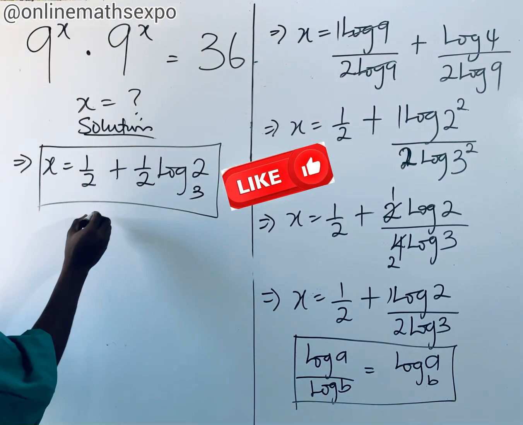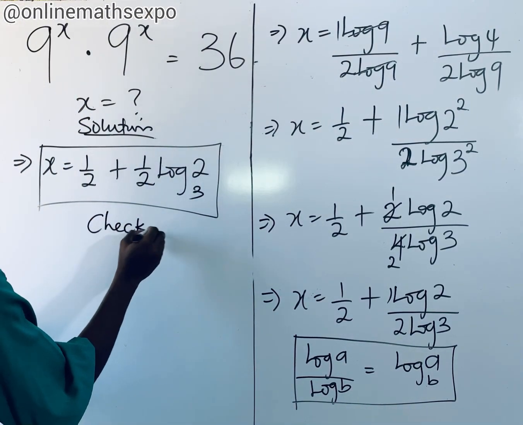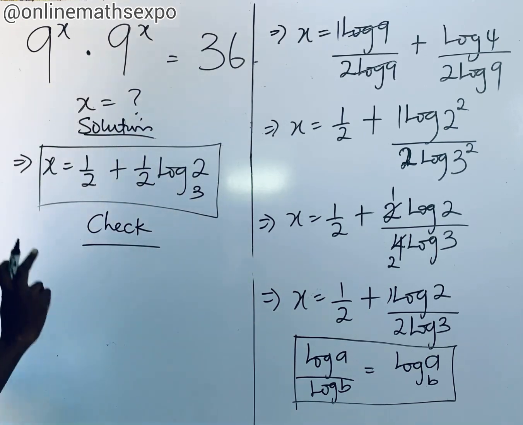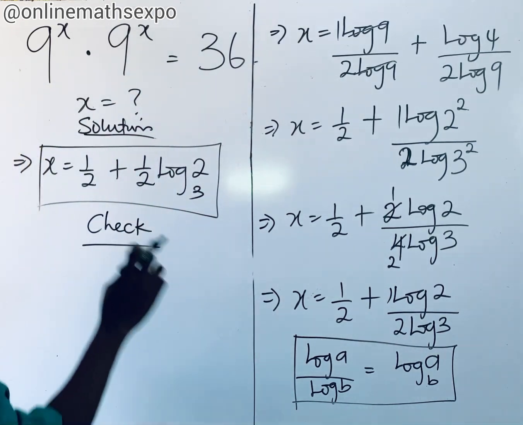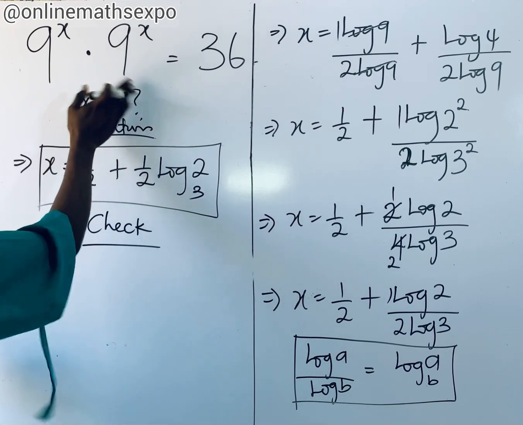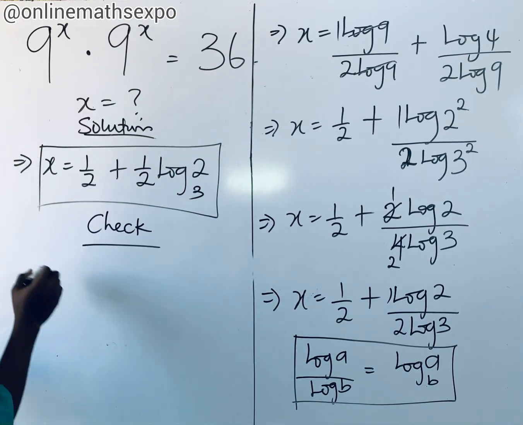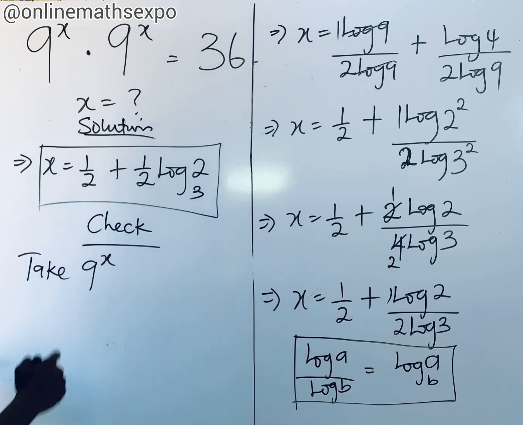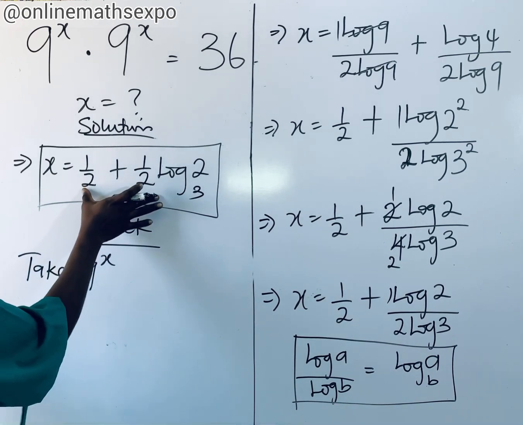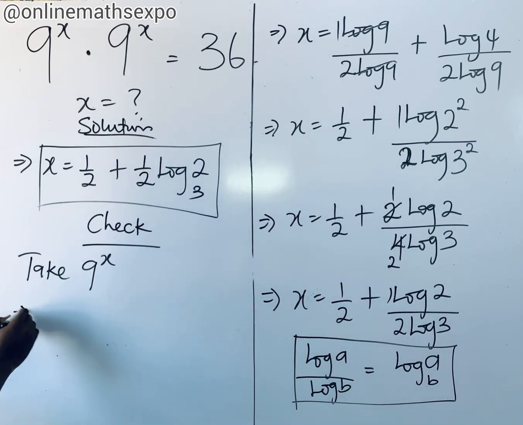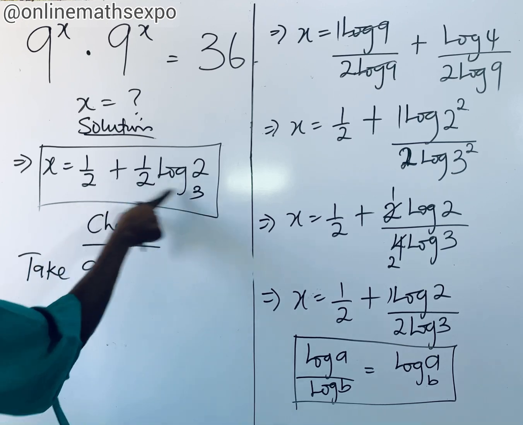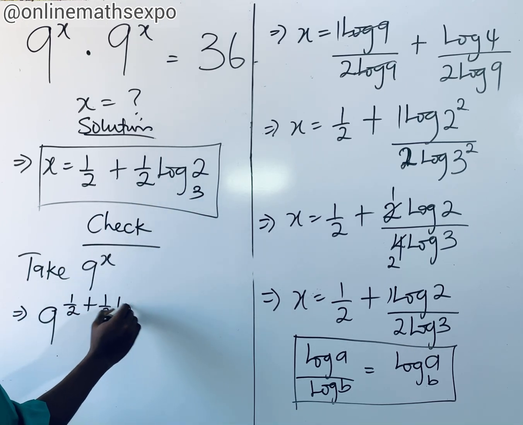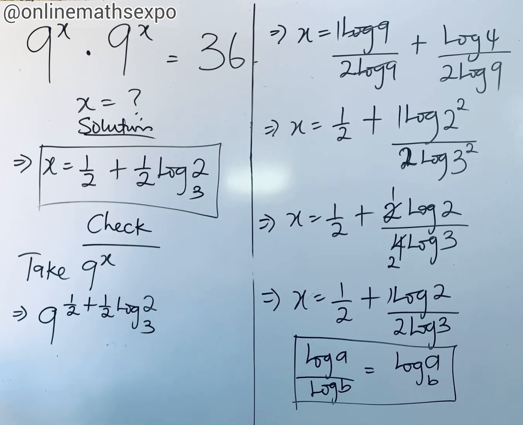So what do? We now check, okay? So to check, you observe that these are the same. So we're going to use 1 to get the value of 1. Then we now multiply, okay? So let's just take 9 to the power of x first. Let's work with this first. This is our x, okay? So we're going to have 9, put this value of x as half plus half log 2 base 3.